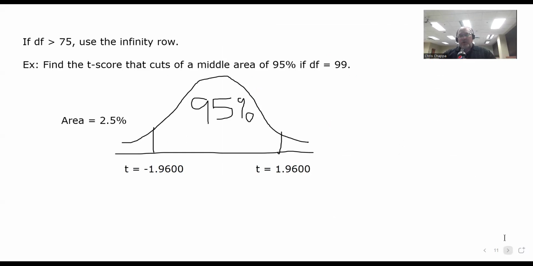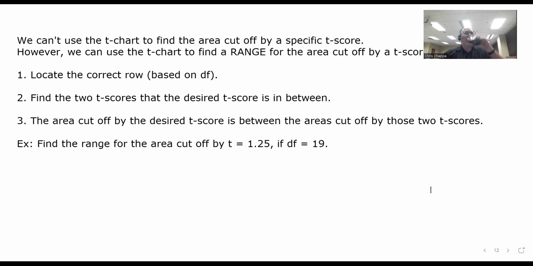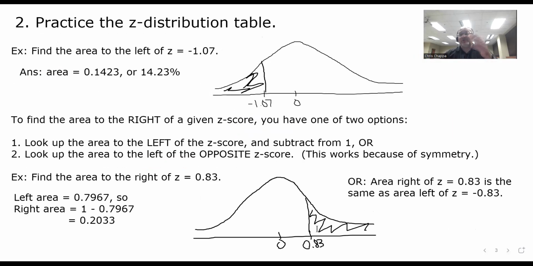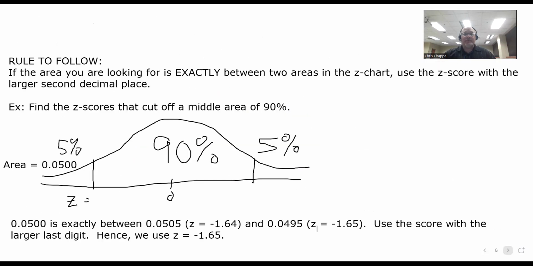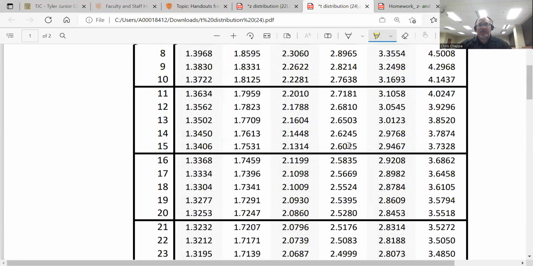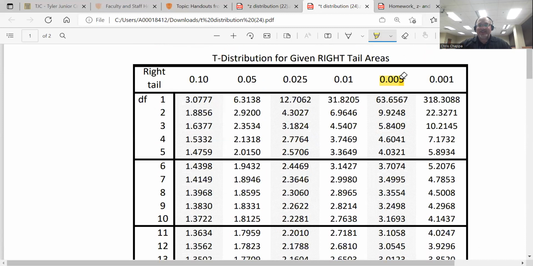All right, so here's the weird part about the t-chart. We can't use the t-chart to find an area cut off by a specific t-score. Unlike the z-chart, where we did several areas, where here's the z-score, find the area. It's going to be difficult to say, here's the t-score, find the area, because think about how the t-chart is set up. The t-chart has t's inside the chart. For example, even if we knew the correct row, like if we were at 10 degrees of freedom, what does t equals 2.5 cut off?